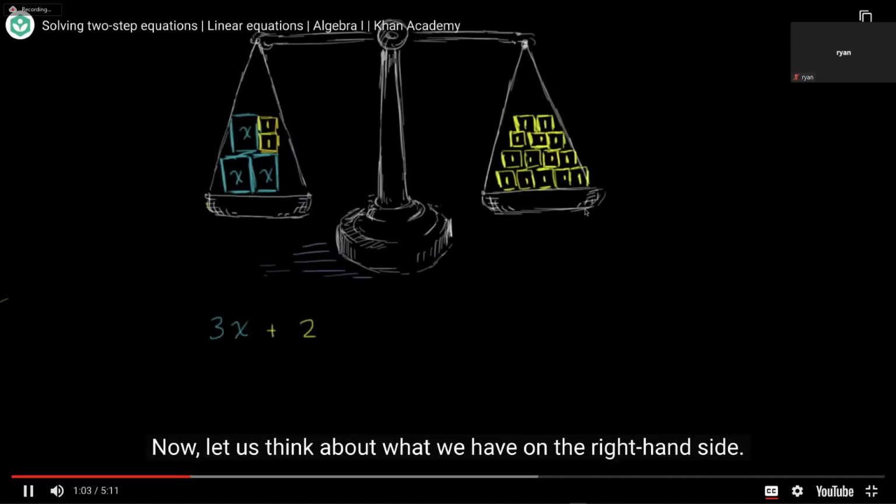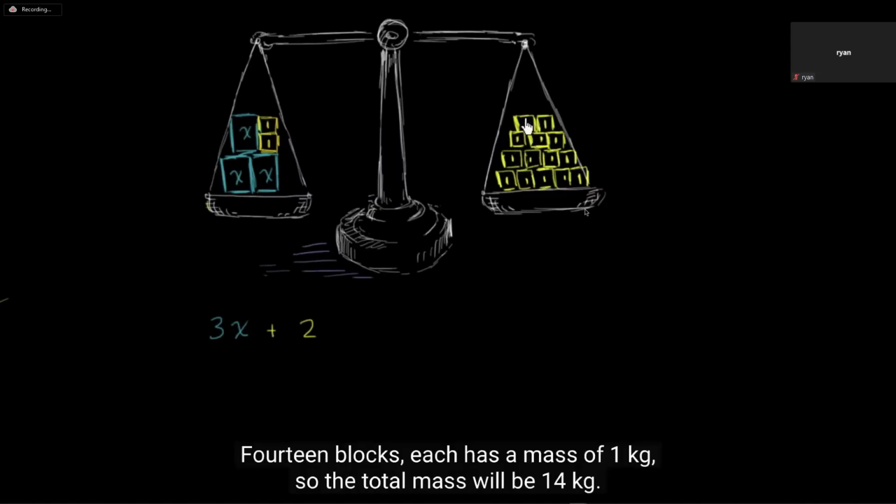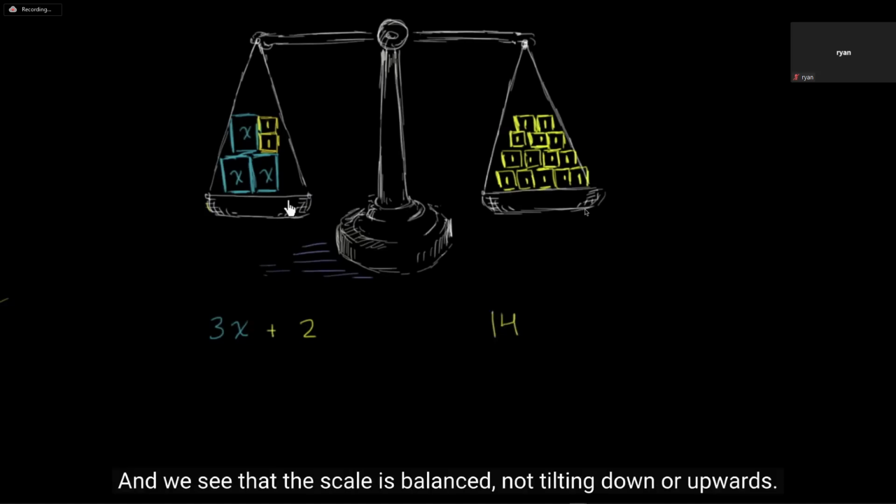Now let's think about what we have on the right-hand side. We just have to count these. We have 1, 2, 3, 4, 5, 6, 7, 8, 9, 10, 11, 12, 13, 14. 14 blocks each have a mass of 1 kilogram. So the total mass right over here is going to be 14 kilograms. And we see that the scale is balanced. It's not tilting down or upwards. So the scale is balanced.